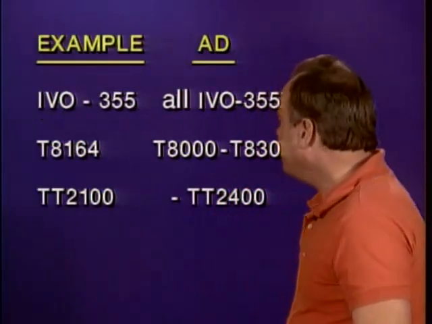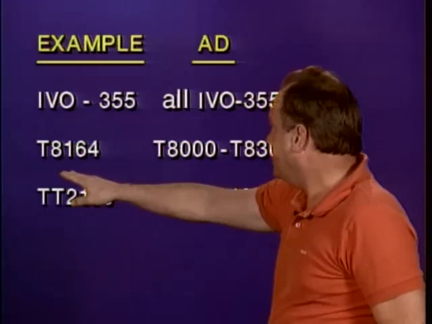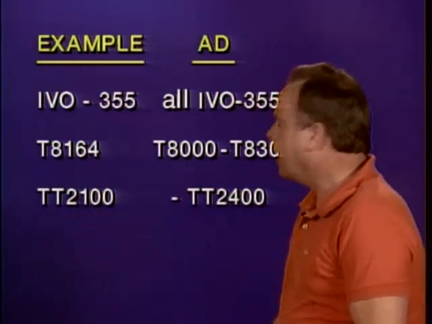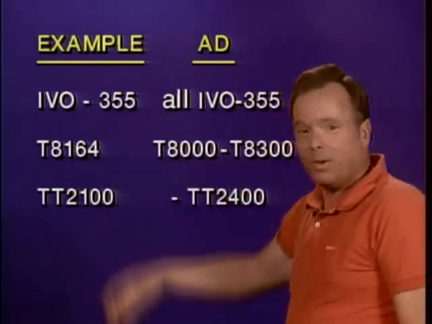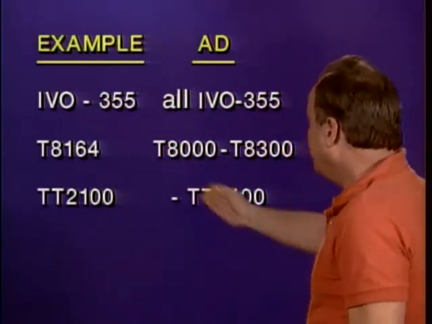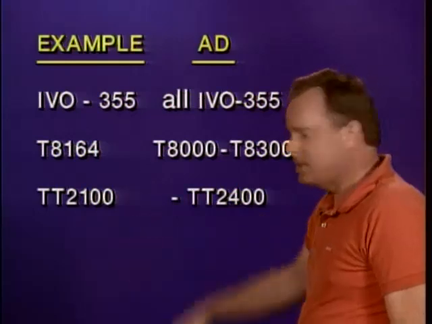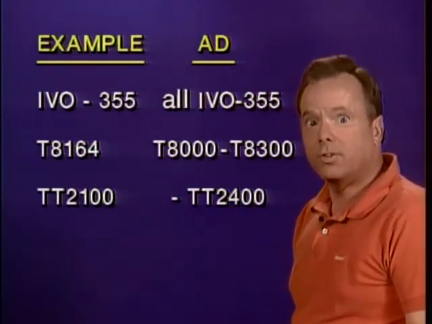This time, they're going to say you have an IVO 355 engine. It's a T8164 serial number. Total time is 2,100 hours. Now, the AD would read something like this. It applies to all IVO 355s. Yeah, we'd have to comply with that. And if it's serial number 8,000 to 8,300 and we're at 8164, would we have to comply? Yeah, we'd have to comply with that. So far, so good. It looks like we are going to have to comply with it.